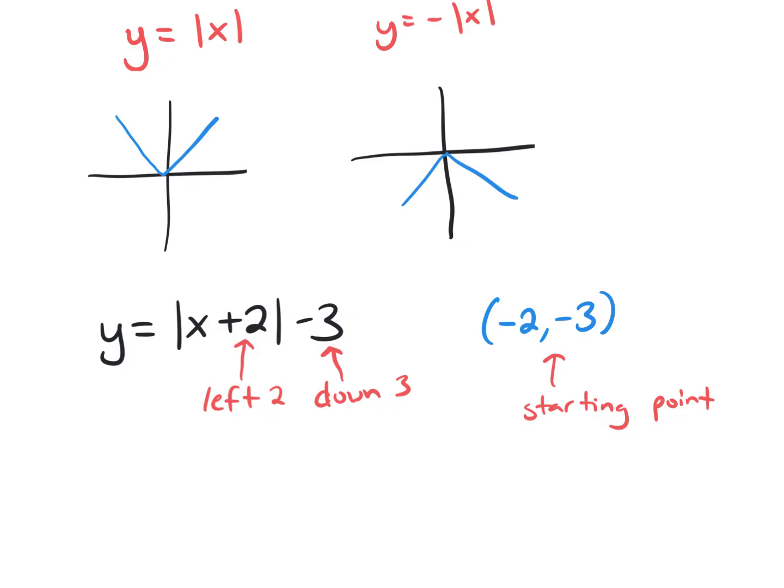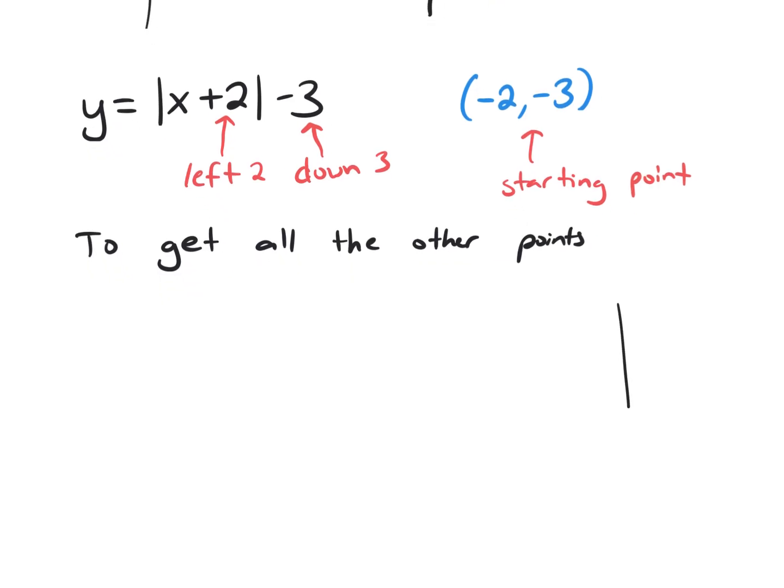The last thing we have to talk about is how to get all the other points to make our V. It's actually pretty simple. If I draw a little makeshift graph over here, here's my vertex at negative 2, negative 3. To get all the other points, we just go up 1, over 1, over and over again.